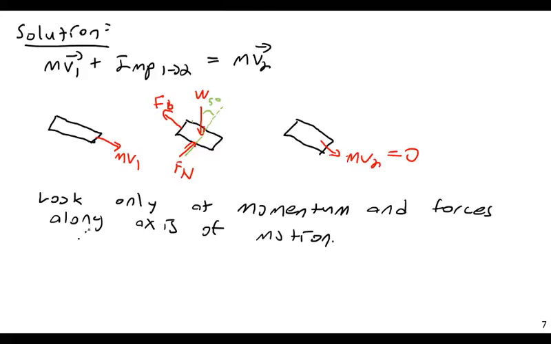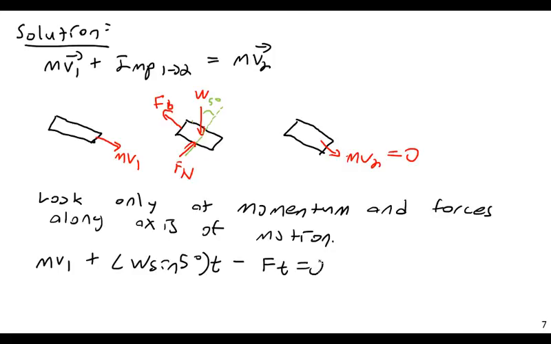So really the only force that matters will be the perpendicular component to this and the braking force here. So mv1 plus W sine of 5 degrees, that is the component of weight that will be going along the slope itself, times t, minus Ft equals 0. So the weight will be serving to actually accelerate the object or the car, and the braking force will be serving to decelerate it.